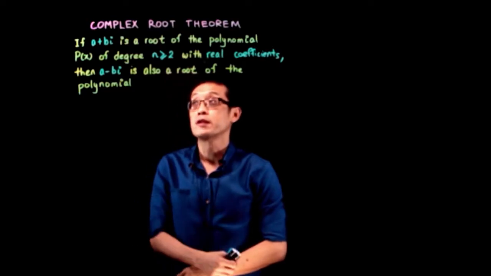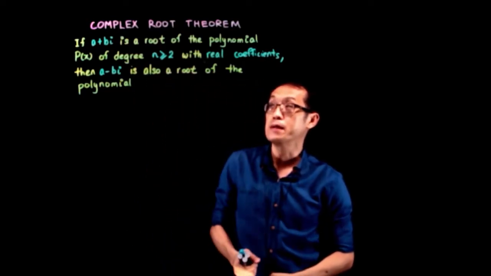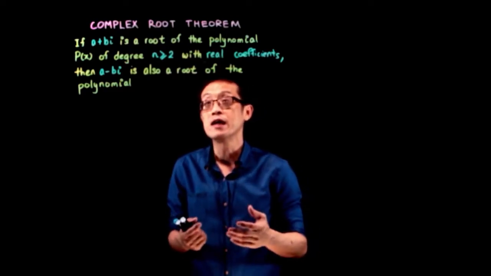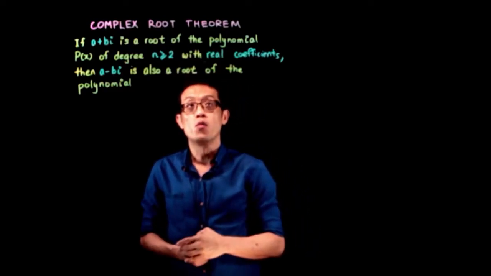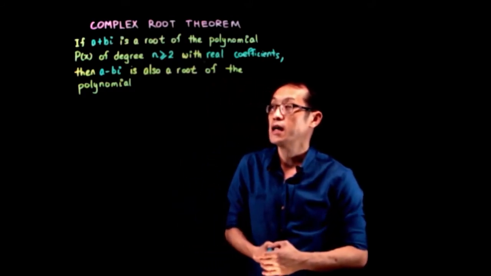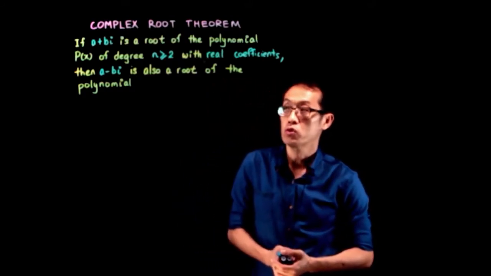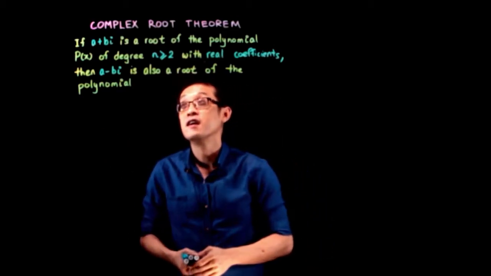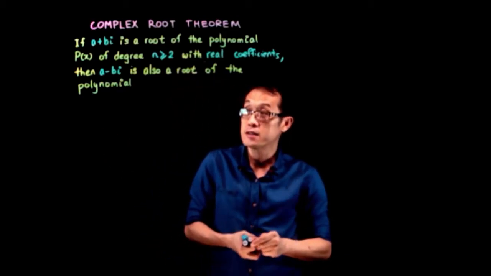Now the complex root theorem states that if a plus bi is a root of the polynomial p of x of degree n greater than 2 with real coefficients, then a minus bi is also a root of the polynomial. There are a lot of words here. Now let me just simplify for you.